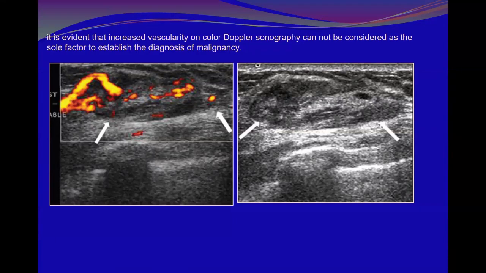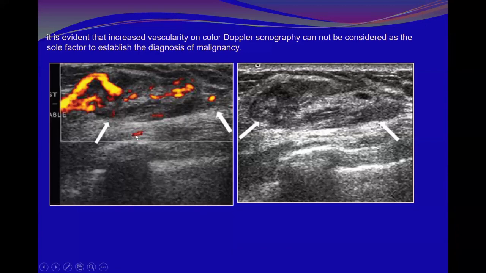When we look at this example, from grayscale you might pass it as just a fibroadenolipoma with mixed echogenicity, an oval lesion, something like that. But we have to be cautious. The margins are not circumscribed. And after using Doppler, look at the Doppler. It is from literature. It is not my patient, but I'm trying to analyze the case together.